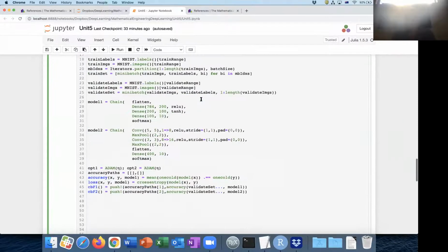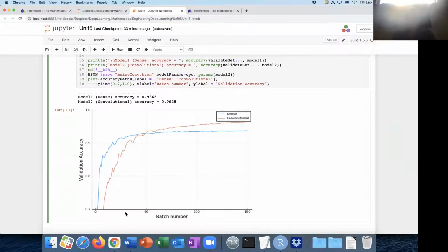And what you can see here is not the typical plot where on the horizontal axis we put the number of epochs. Here we put the batch number, just to get a bit of finer granularity in the plot. What you can see is that the convolutional neural network is more effective.